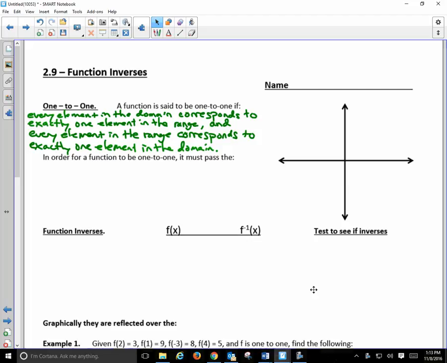A function is said to be one-to-one if every element of the domain corresponds with exactly one element of the range, and every element of the range corresponds with exactly one element of the domain. So, as long as you know the definition of a function, this shouldn't really be that big of a deal. I'll let you write that down.